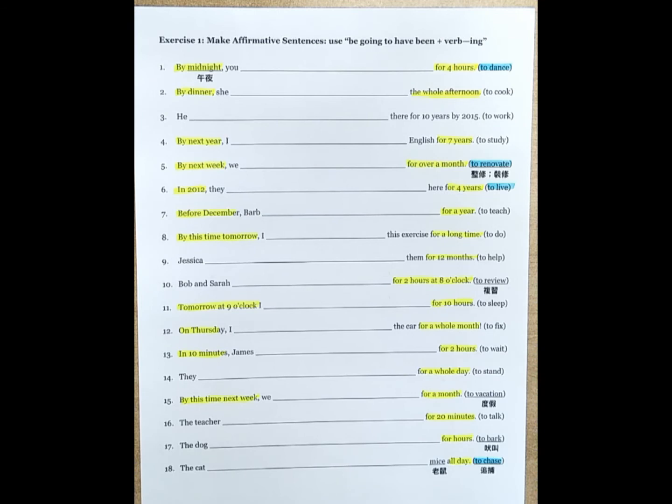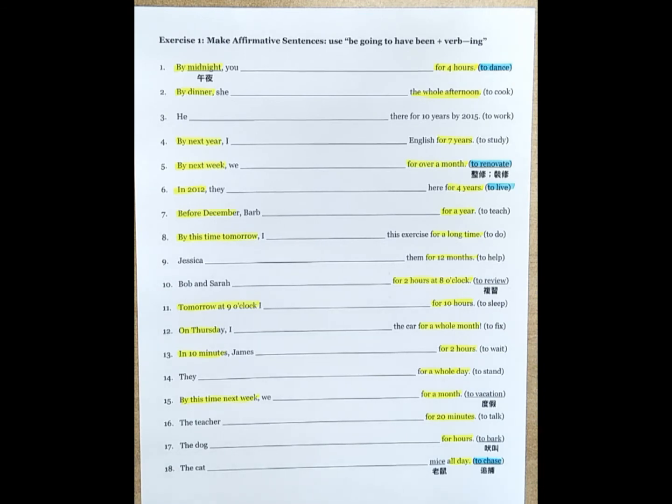6. In 2012, they are going to have been living here for 4 years. 7. Before December, Barb is going to have been teaching for a year. 8. By this time tomorrow, I am going to have been doing this exercise for a long time. 9. Jessica is going to have been helping them for 12 months.